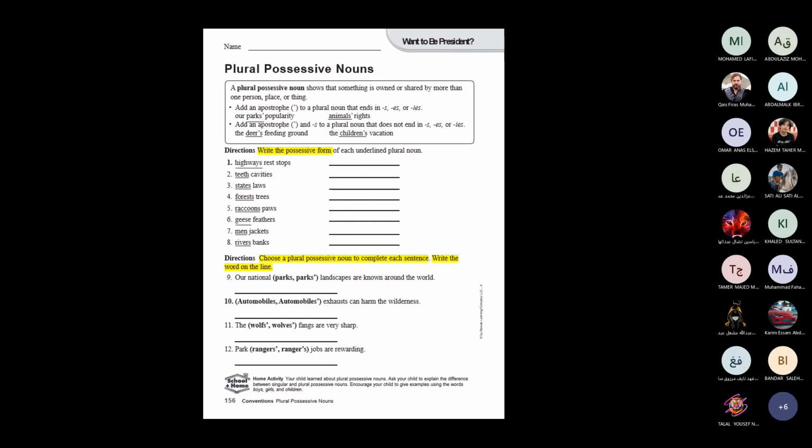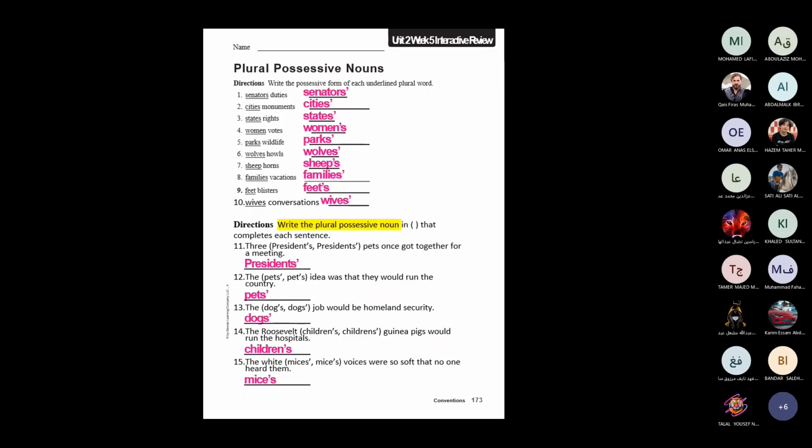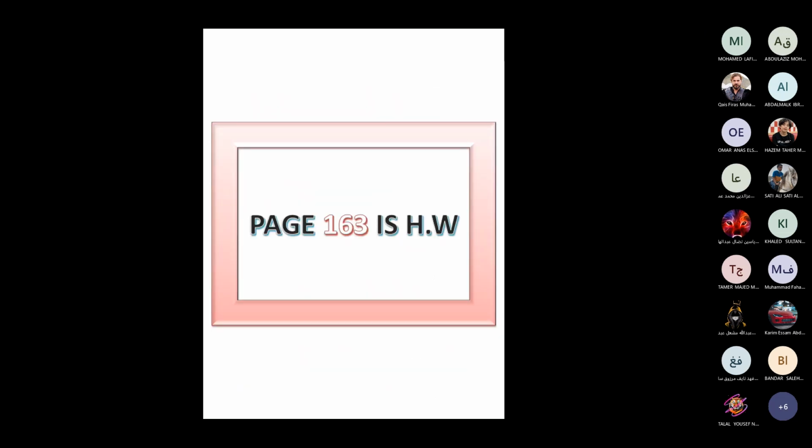Okay, guys. So now, guys, let's open page 160. So let me send you the answers. So this is page 156. And this is page 173. And the homework is page 163.